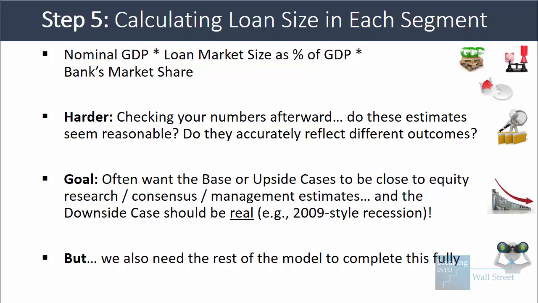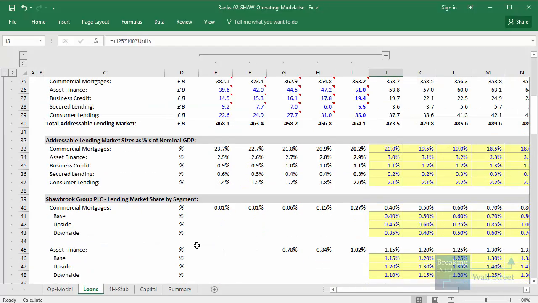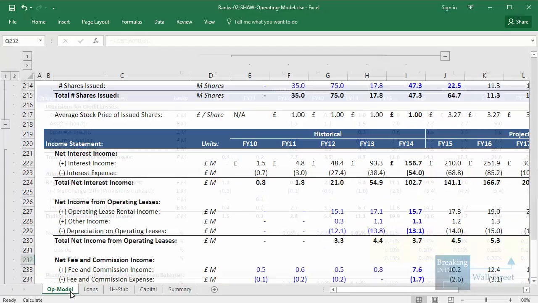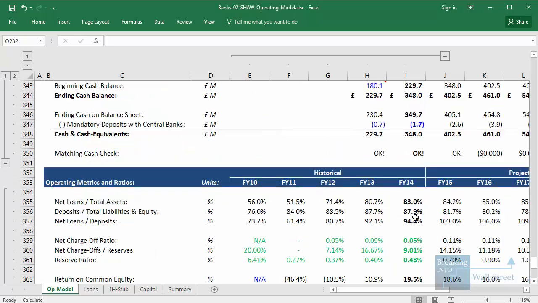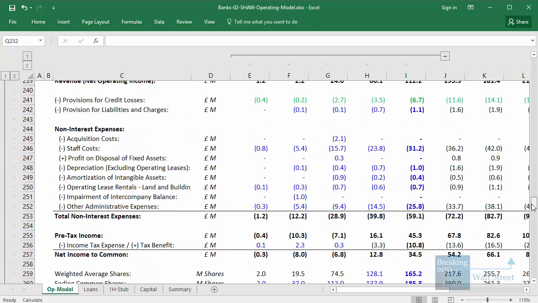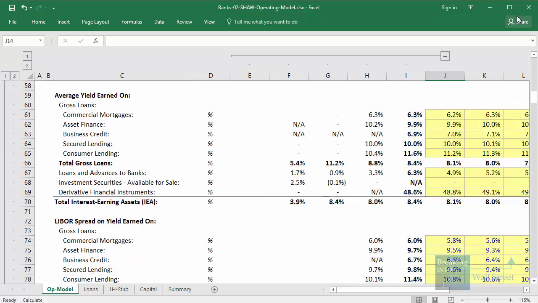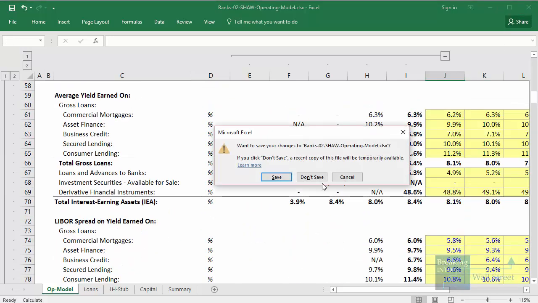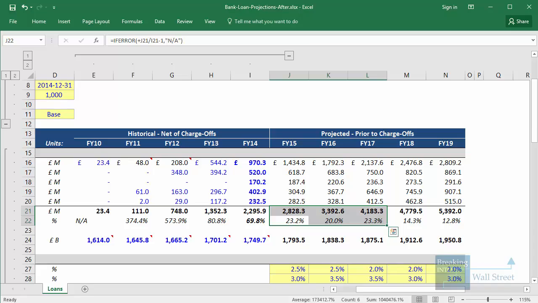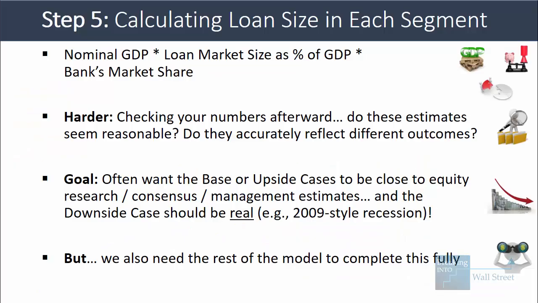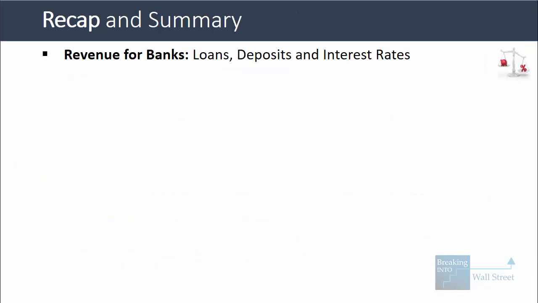Of course, we need the rest of the model to complete this fully. So I have up here the finished operating model for Shawbrook with everything else, including their financial statements. And really what you typically do here is wait to finish the whole model and then go back and start checking your working parts like this. But this would just be one step of the process as we begin doing that. So let's do a recap and summary now.